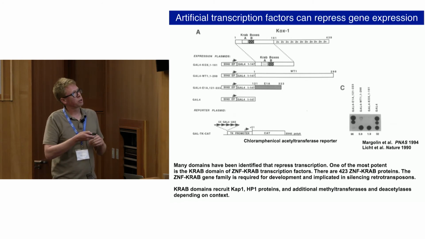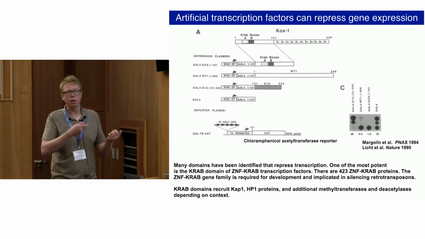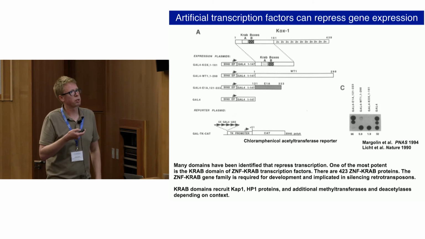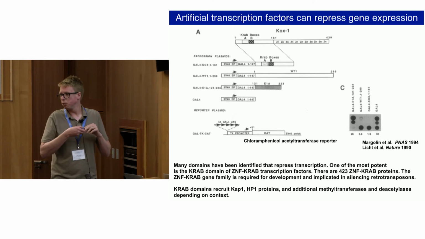We can also turn transcription off if we just fuse other domains on. So we're gonna talk about turning transcription off quite a bit. The way we turn transcription off is usually by using these scaffold domains called CRAB domains that recruit other enzymes.